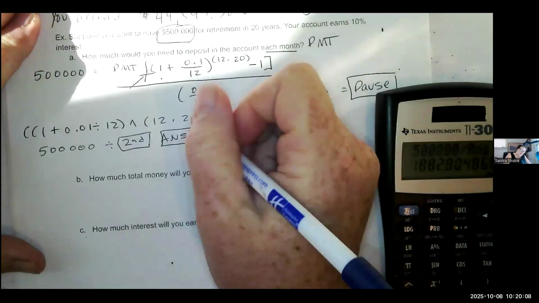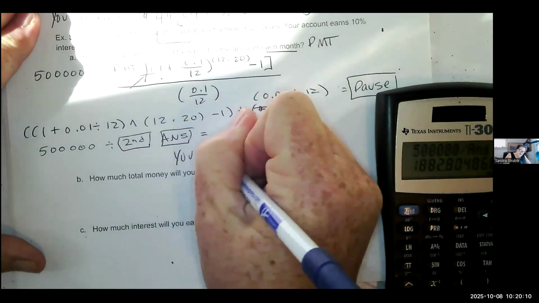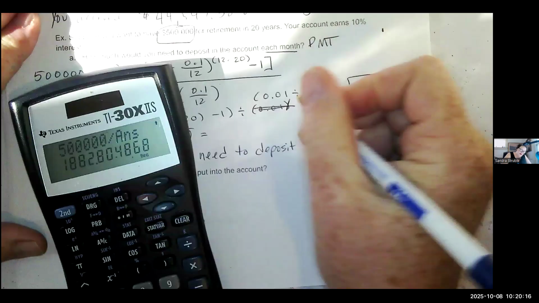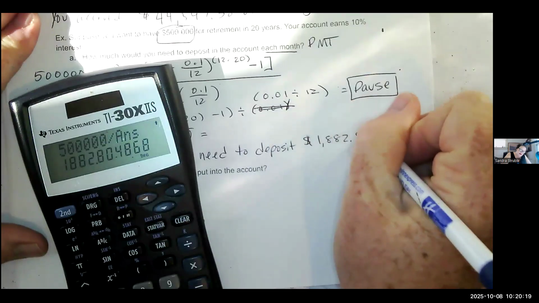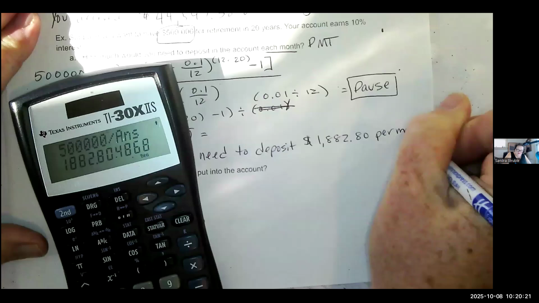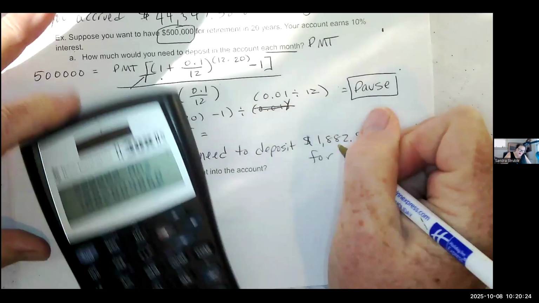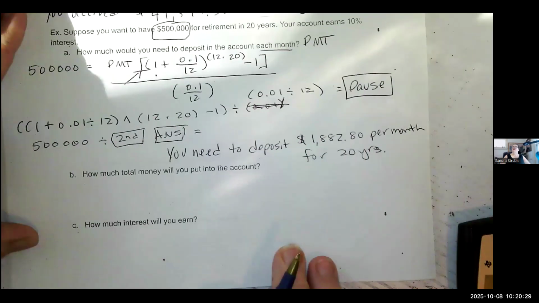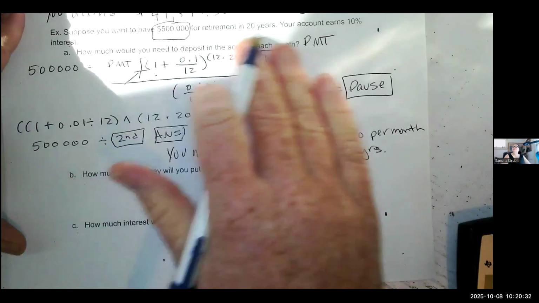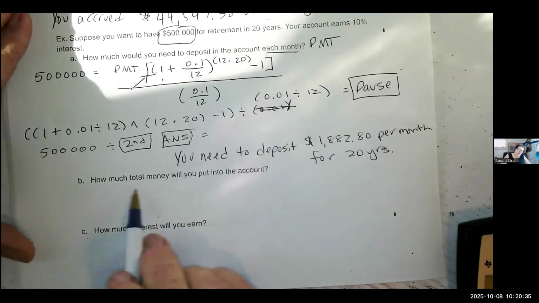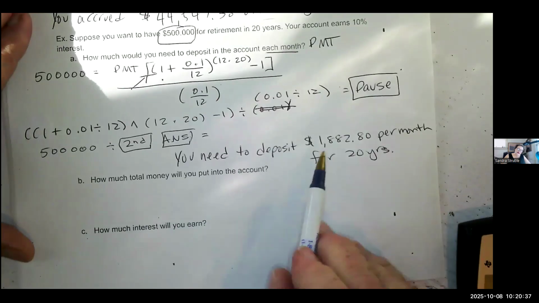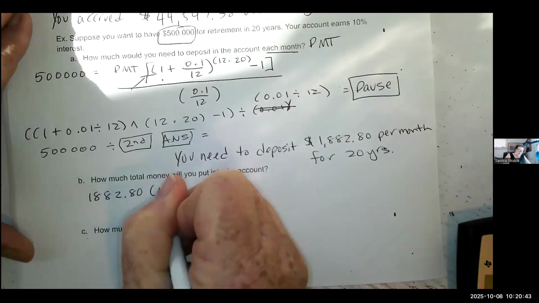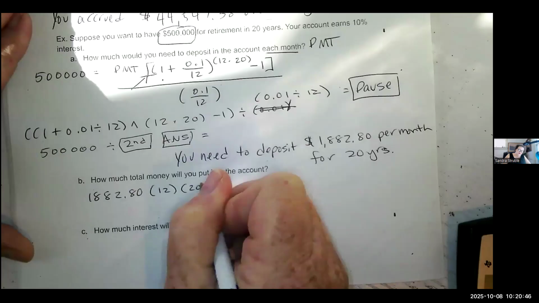So that's your PMT. You need to deposit $1,882.80 per month for 20 years. This is only if you want to have 500 grand when you retire and you're earning a 10% interest rate. How much money did you deposit in total? So this is where you're going to take your PMT times monthly times 20 years.